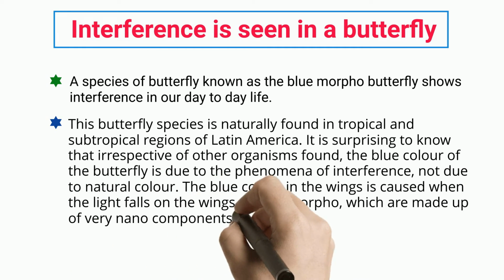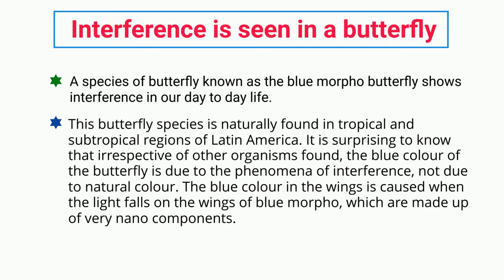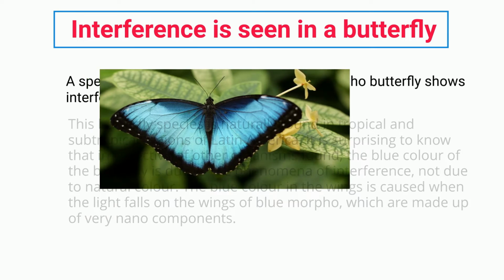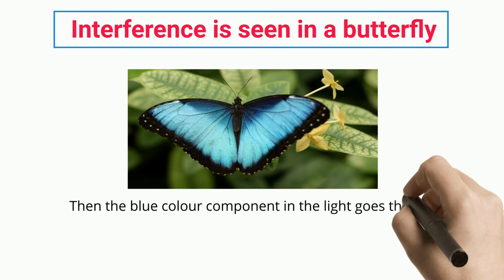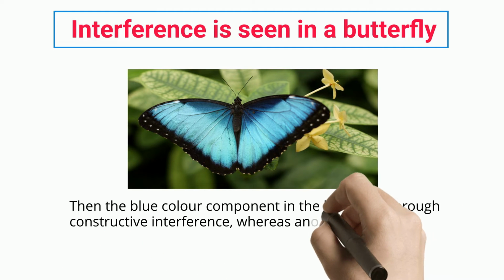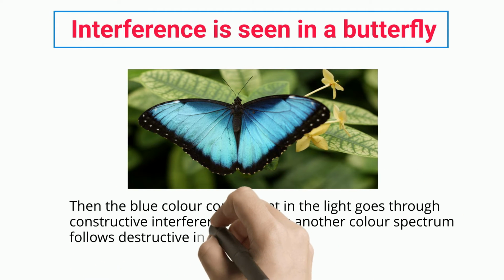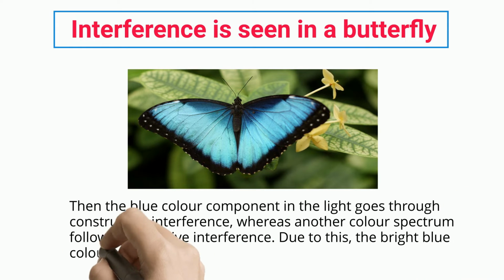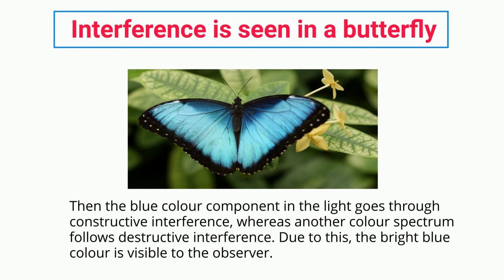The blue color in the wings is caused when the light falls on the wings of blue morpho, which are made up of very nano components. Then the blue color component in the light goes through constructive interference, whereas another color spectrum follows destructive interference. Due to this, the bright blue color is visible to the observer.